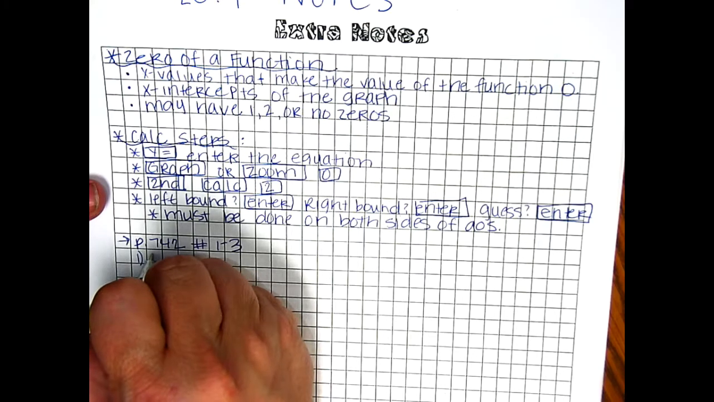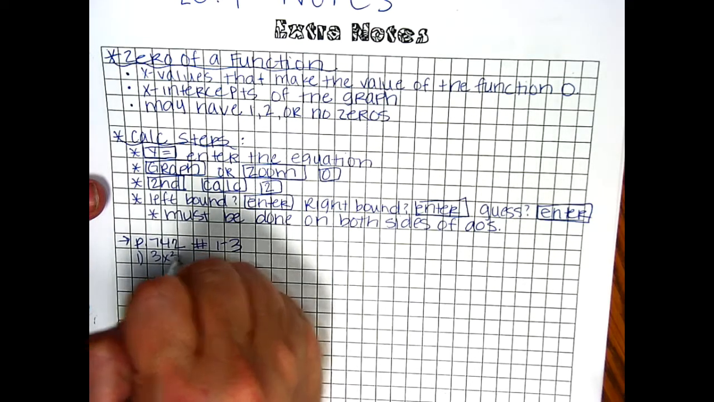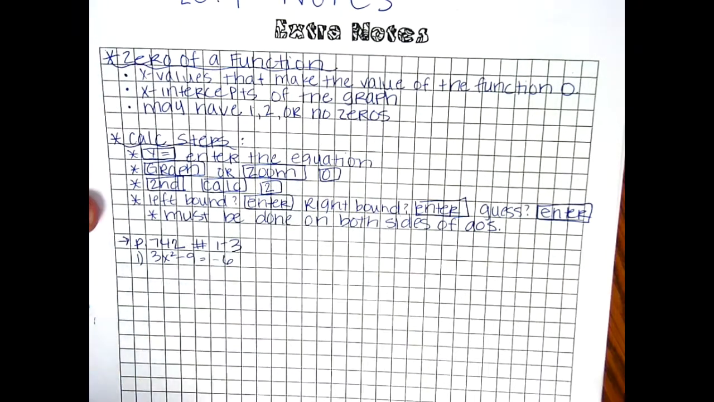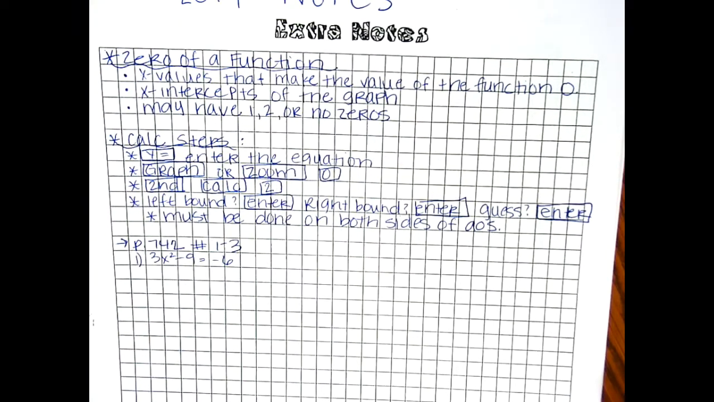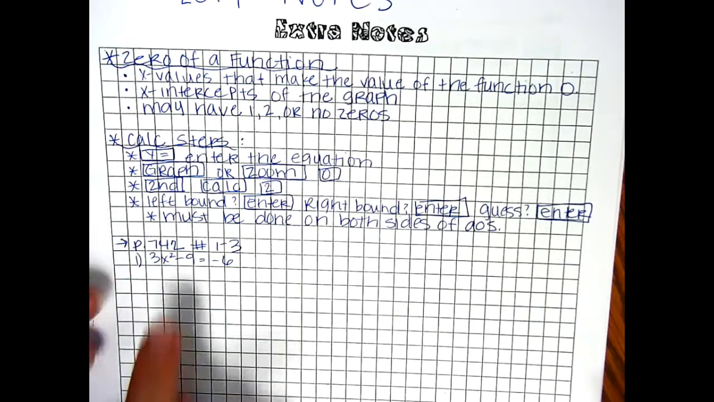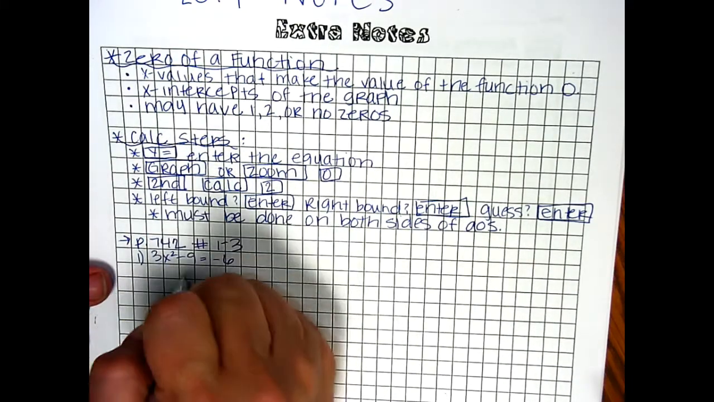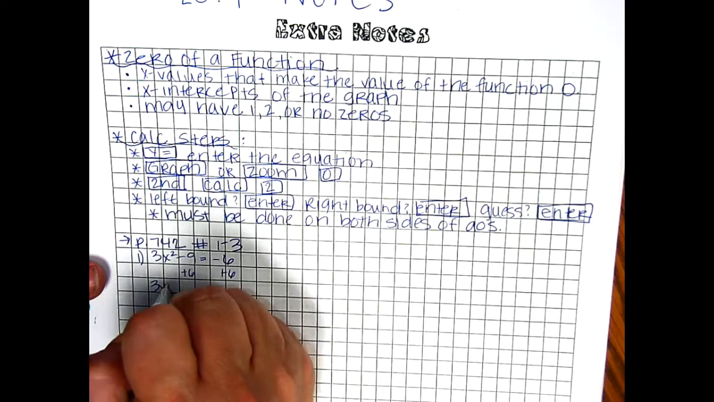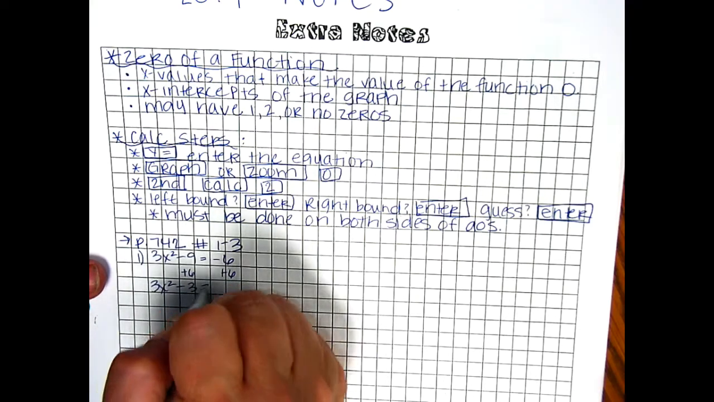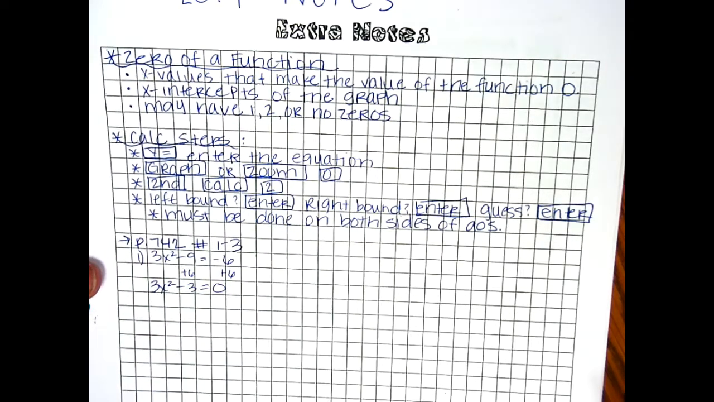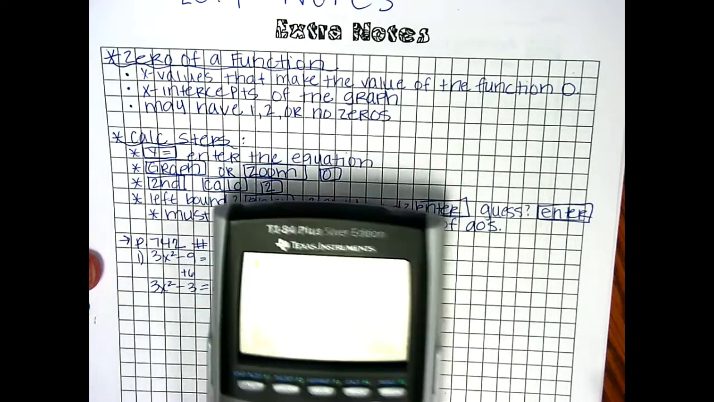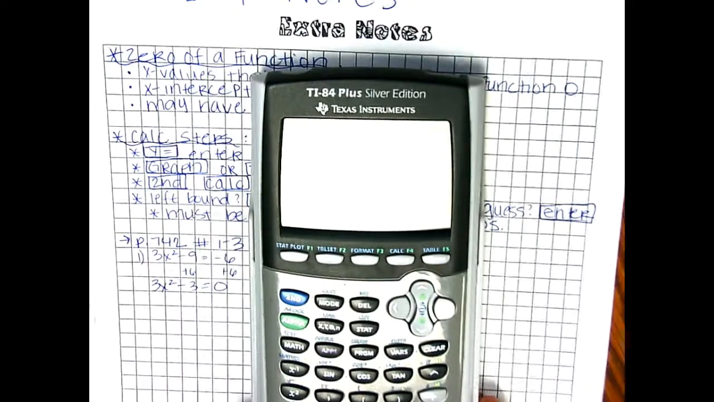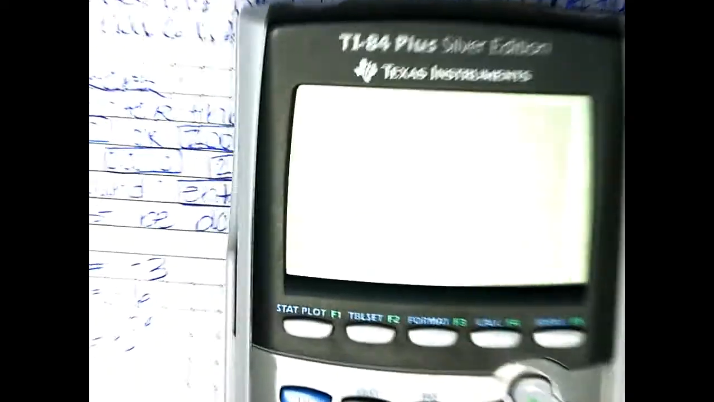Number 1 is 3x squared minus 9 equals negative 6. Okay, and before I can do that, I need to have it equal to 0. So I'm going to add 6 to both sides. So I have 3x squared minus 3 equals 0. Okay, and now I'm going to go ahead and follow the steps that I wrote down above. Let me zoom in so you can see what happens.